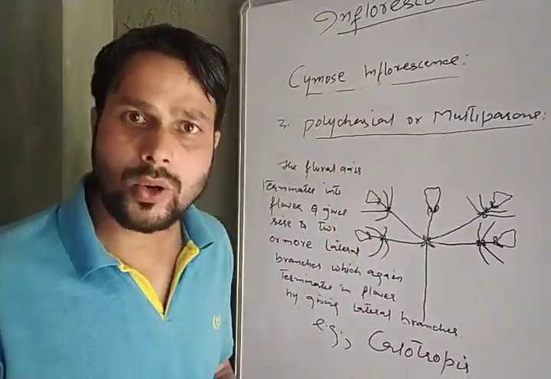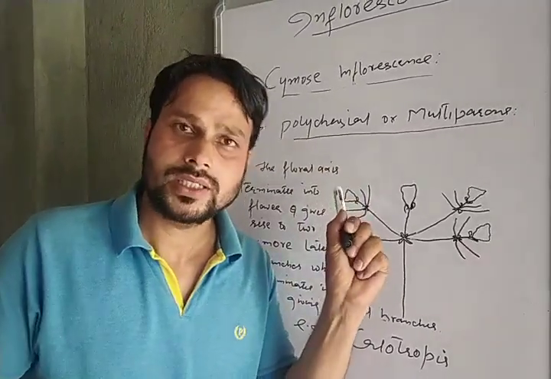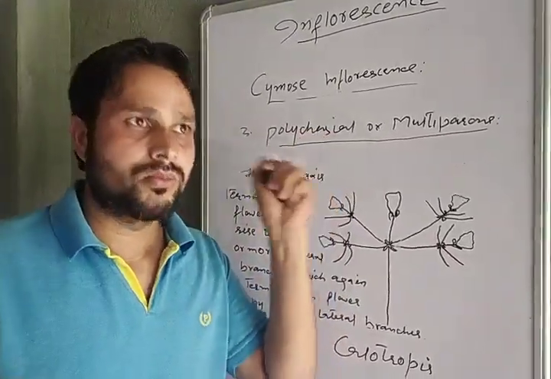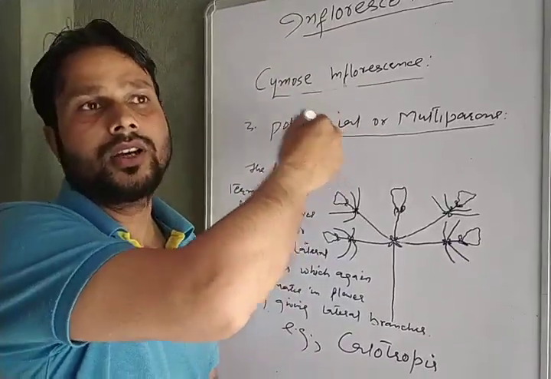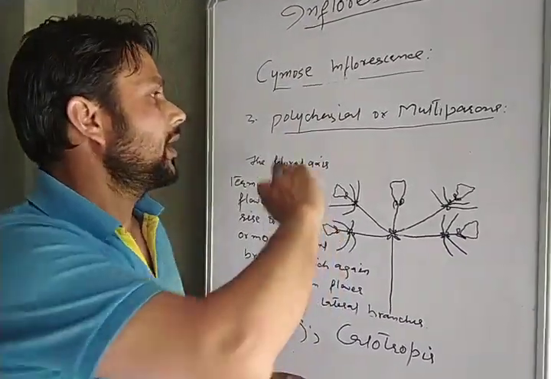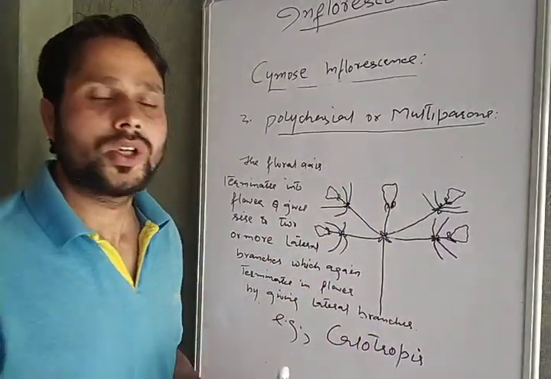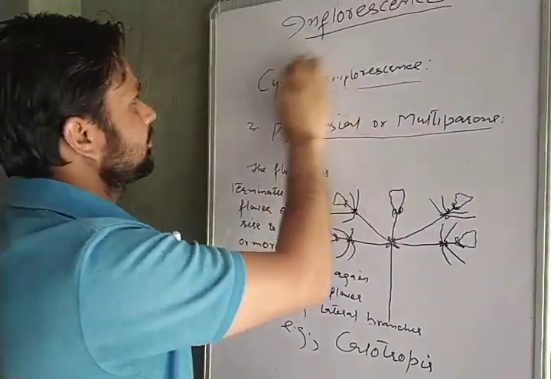So this was all about cymose type of inflorescence and its types: monochasium, dichasium, and polychasium. Okay, and I explained all that. Now I am going to the special types of inflorescence.